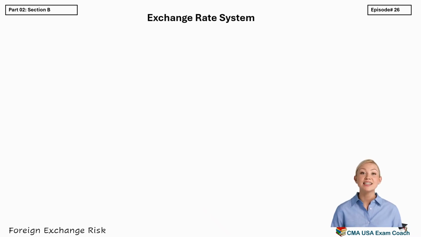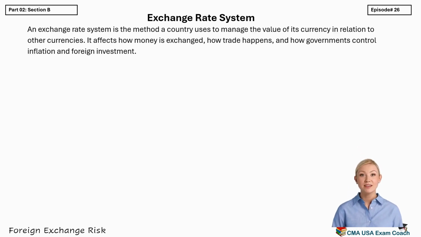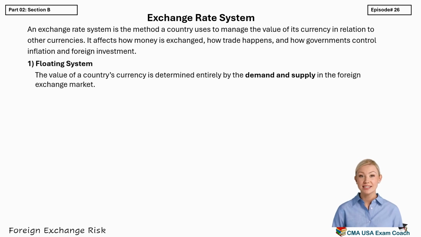Now let's understand the different types of exchange rate systems used by countries around the world. An exchange rate system is the method a country uses to manage the value of its currency in relation to other currencies. It affects how money is exchanged, how trade happens, and how governments control inflation and foreign investment. There are 4 major types of exchange rate systems. Let's start with the first one, floating exchange rate system.